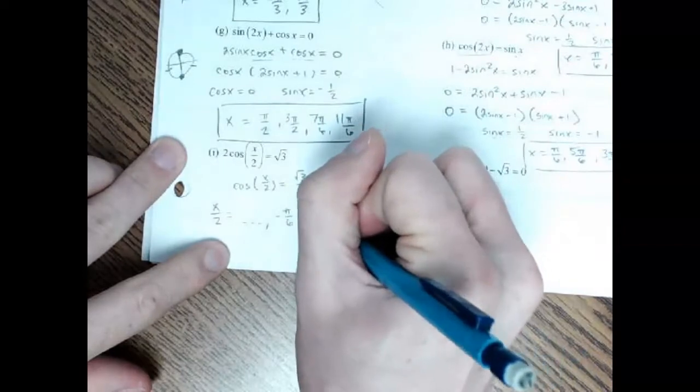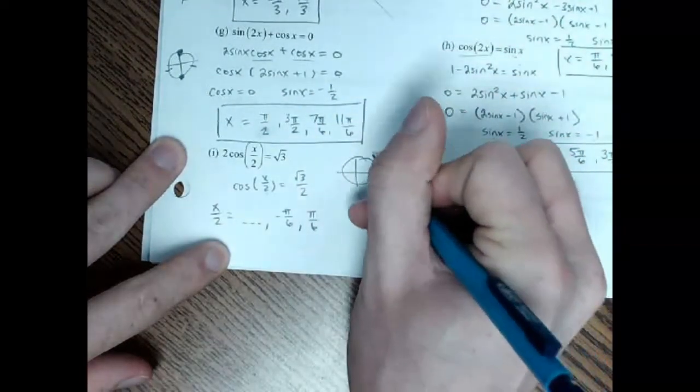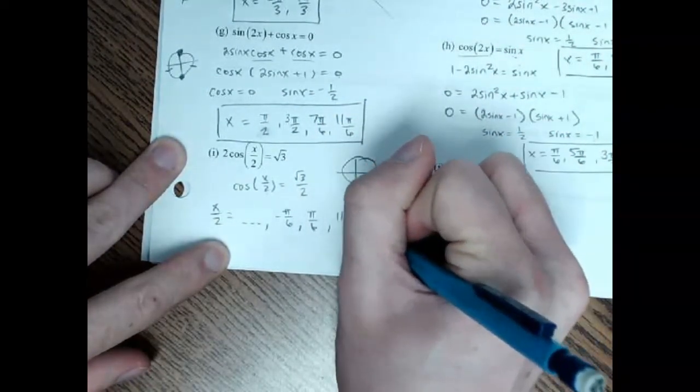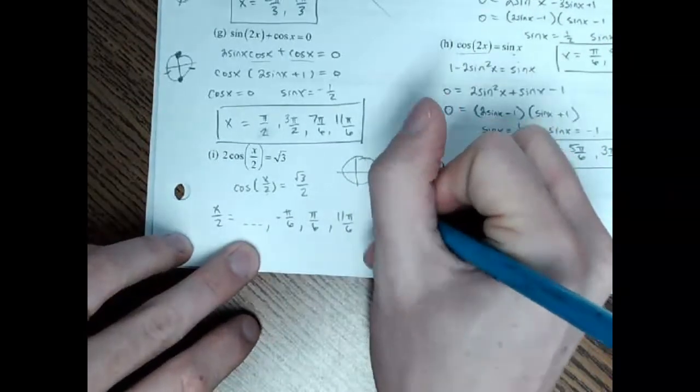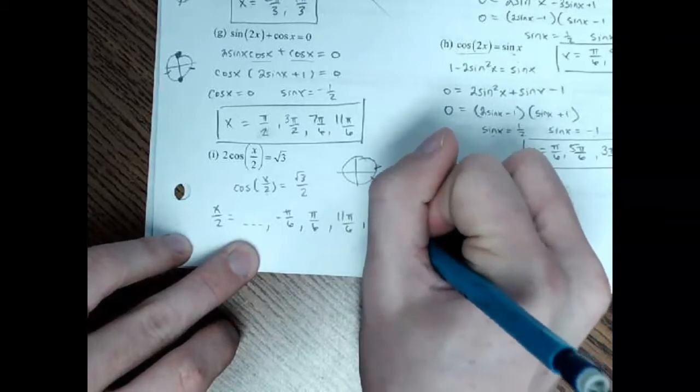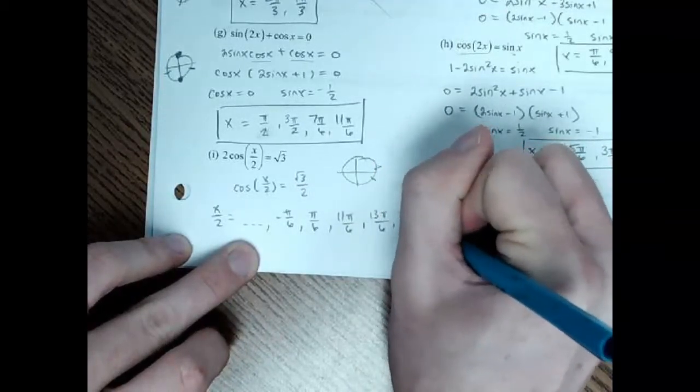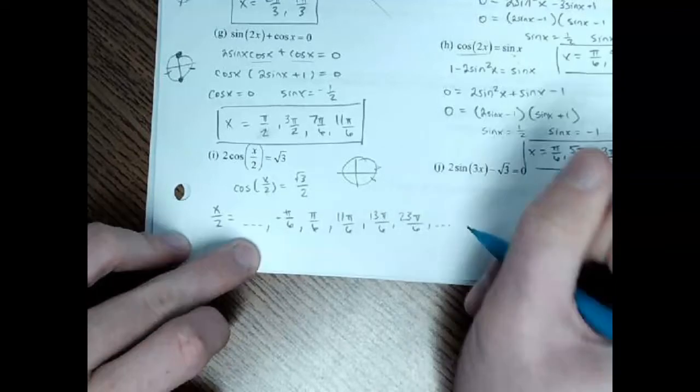Then you have the positive pi over 6. Then if you were to go all the way around again, you have the 11 pi over 6. Let's go around one more time. I think that would be 13 pi over 6 and then 23 pi over 6. And there's infinitely many angles.